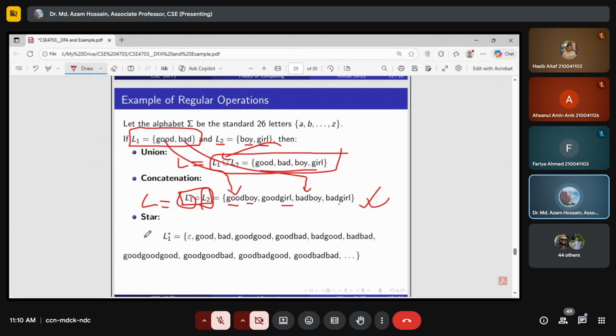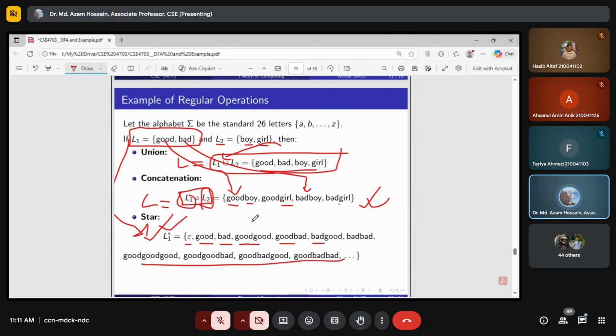Now, what about the star? So it's L1. Now I'm taking only L1 because I don't need L2. It's a unary operation. So any form of good, bad, you just attach any form before, after, whatever the numbers. So the first one is epsilon, because I am not taking any of them. And then you can take only good or only bad: good, good, good, bad, bad, good, bad, bad, whatever. Strings of infinite length are possible. Okay, so this is called the L star operation, star operation.